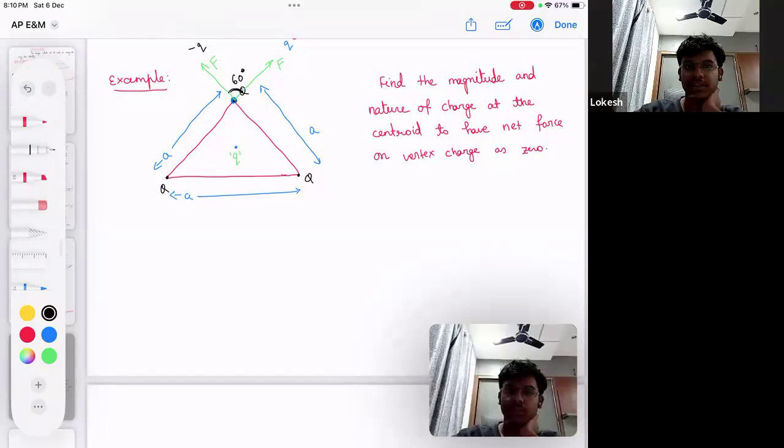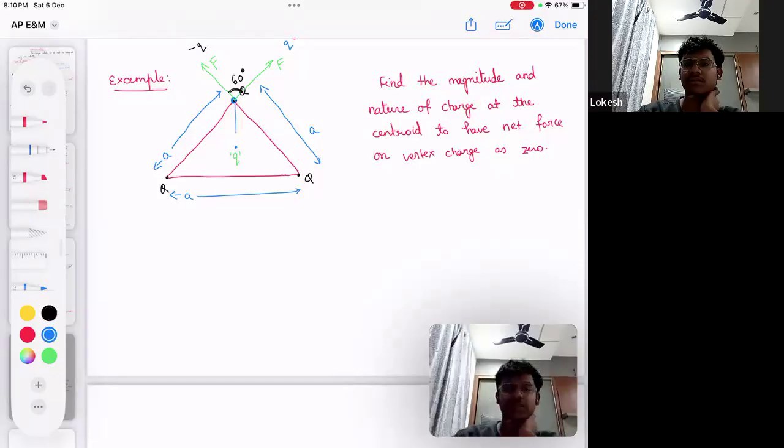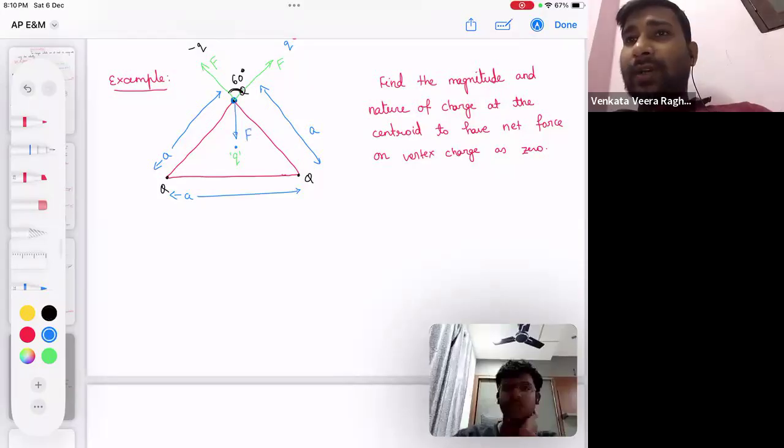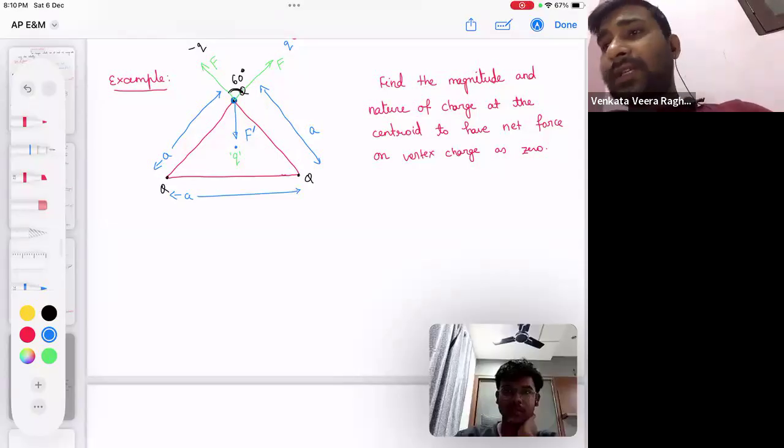So it should be a negative charge. Yes. That means the third force must be an attractive force. So the third particle must be applying the attractive force. Let's call this F dash. That means the resultant of F and F should be balanced by F dash. Is that clear?